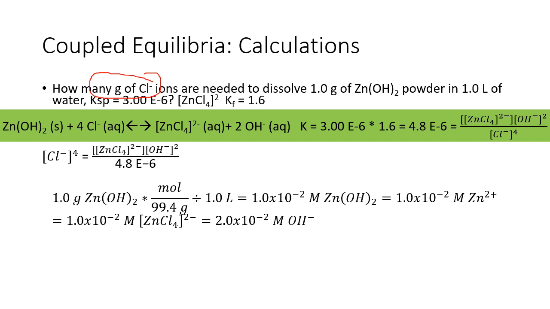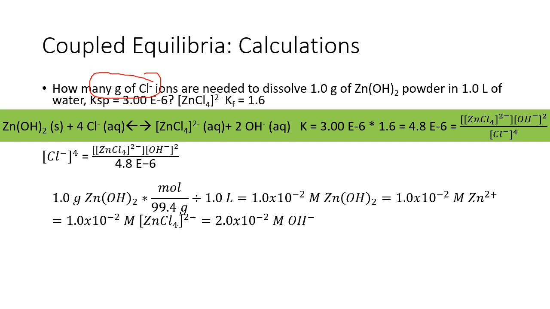So we take 1 gram, we divide it by the molar mass of zinc hydroxide, we divide by the liters in order to get molarity. So we get 1 times 10 to the negative 2nd molar zinc hydroxide. So if everything dissolves, that's what we'll get. But if it dissolves, it'll become ions. Okay, so that means since we have a 1-to-1 ratio of zinc, that we have 1 times 10 to the negative 2nd molar zinc 2+. But that's not in our equation either.